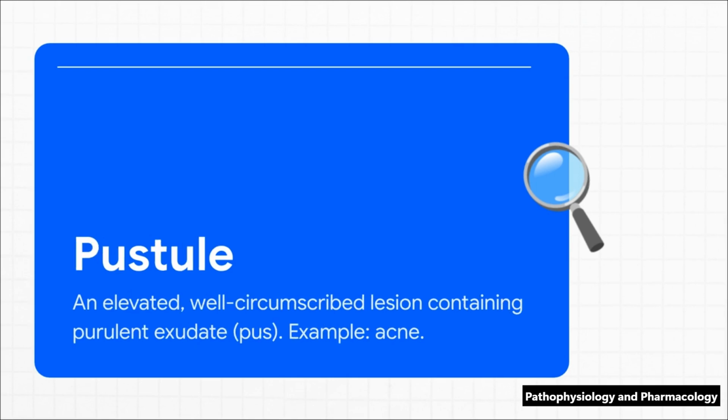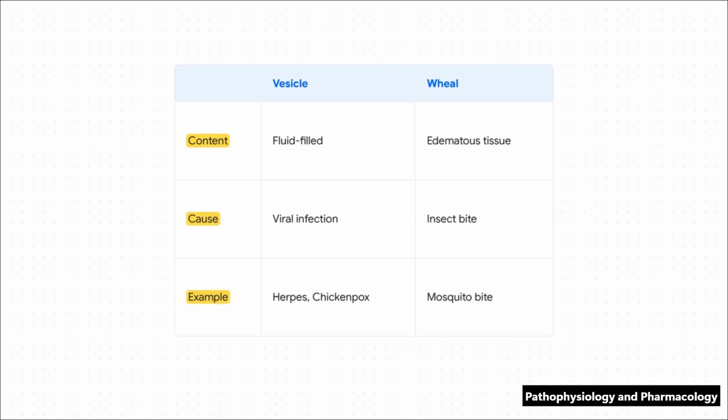A pustule is also filled with fluid, but the key difference, and it's a big one, is the kind of fluid. While a vesicle has clear fluid, a pustule, as the name suggests, contains pus. Acne is the textbook example of a condition that involves pustules. And this brings us right back to our very first question. A vesicle is a blister filled with fluid. A wheal, on the other hand, is totally different. It's not a blister. It's an area of swollen tissue, or edema. The perfect example of a wheal is a mosquito bite. See? They're both raised, but what's going on underneath is completely different.